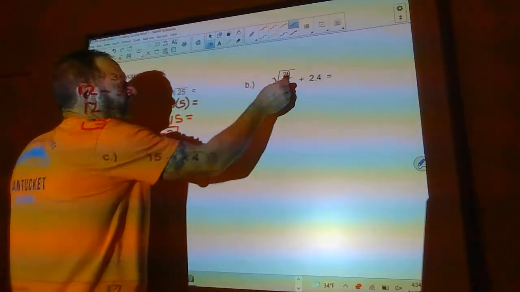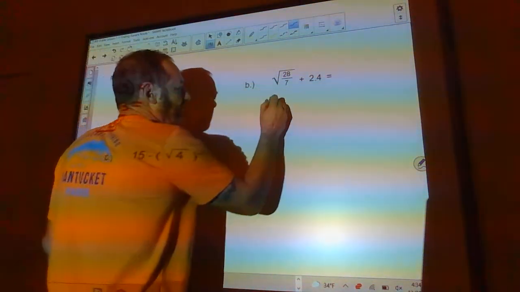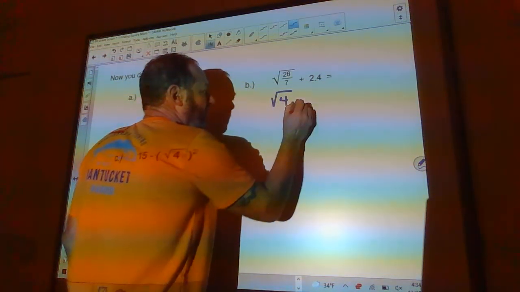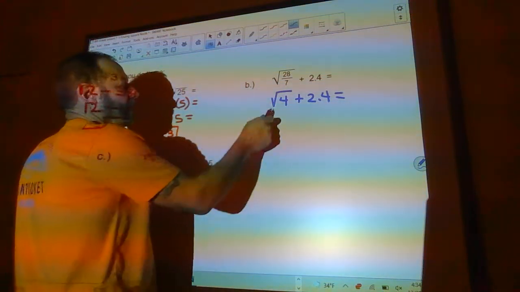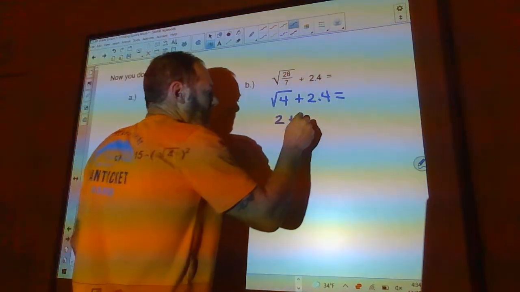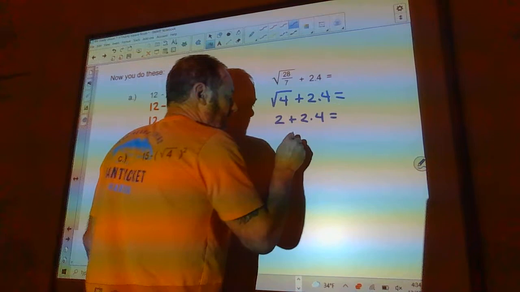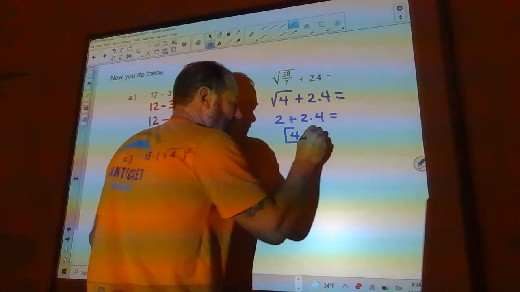Okay, next up, you're going to do the 28 divided by 7 first. So this is going to be the square root of 4 plus 2.4. And then the square root of 4 is 2, plus 2.4 is 4.4.